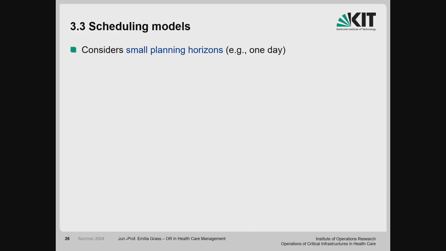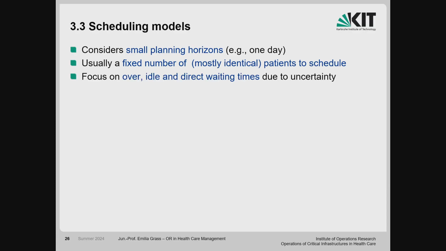Okay, on the other hand, we have these schedule models. In contrast to the access models, we consider a small time horizon. Basically, we consider 1 day. And we have a number of fixed, most often identical patients to schedule for this particular day. So 3 patients in the morning, 2 patients after lunch, and so on. And here the objective is to try to minimize the over, the idle, or the direct waiting times.